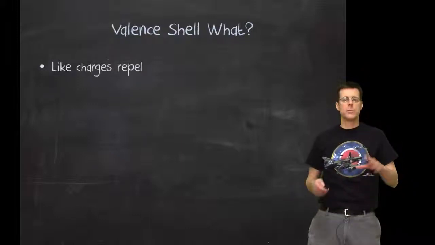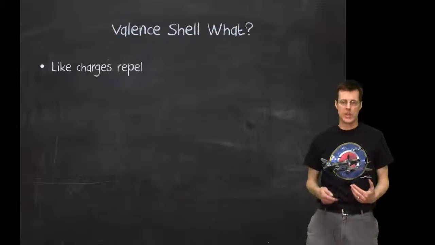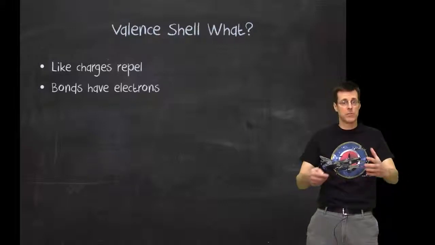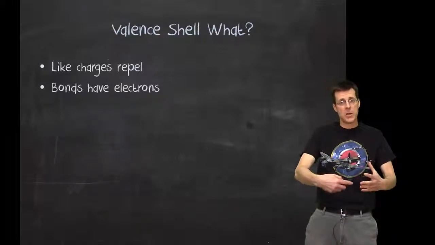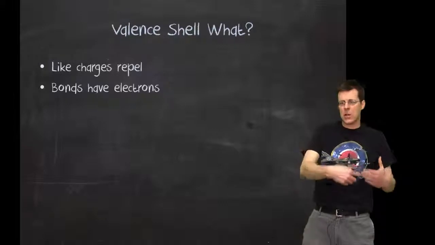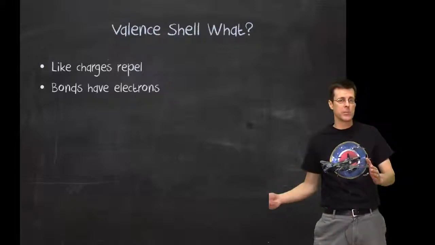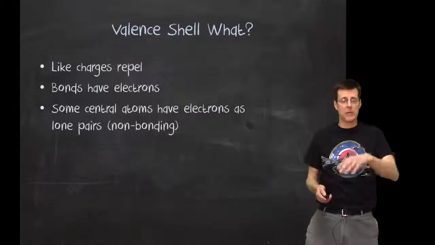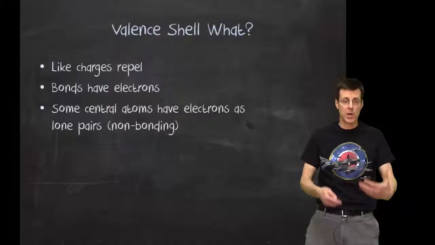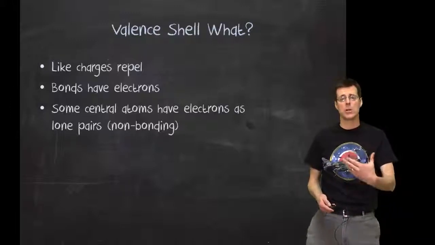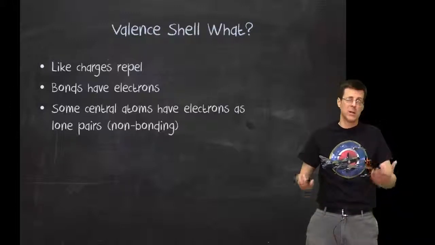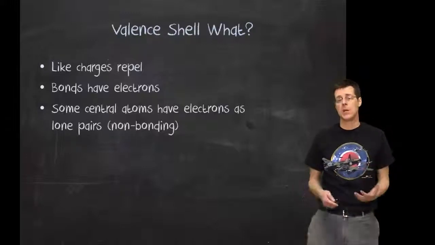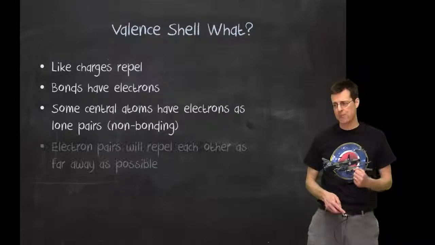So like charges repel. That's one of the fundamental things that you know about in science. Electrons all have a negative charge, so they're going to be repelling. Bonds have electrons, so the electrons in those bonds won't necessarily be repelling each other, but they might be repelling electrons in other bonds. And central atoms might also have lone pairs of electrons, electron pairs that are not involved in bonding. You remember from drawing Lewis diagrams that one of the last rules was to put remaining pairs of electrons on the central atom. So we may have non-bonding electrons on the central atom.